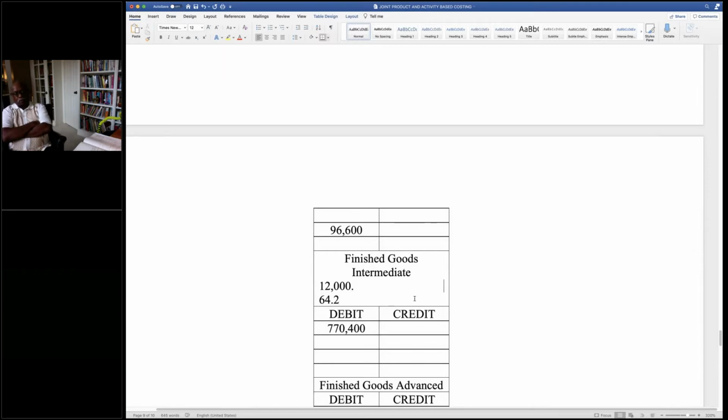All right, and to get the other side, we're going to compare it to the amount of books they actually sold, which is 10,000 units. Multiply that by our new unit cost of $64.20.